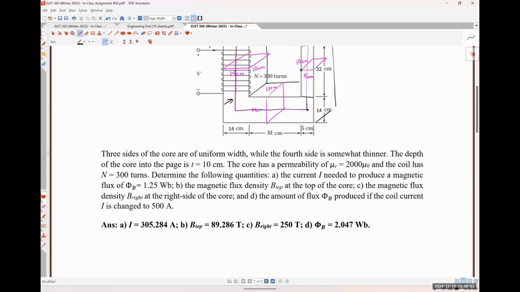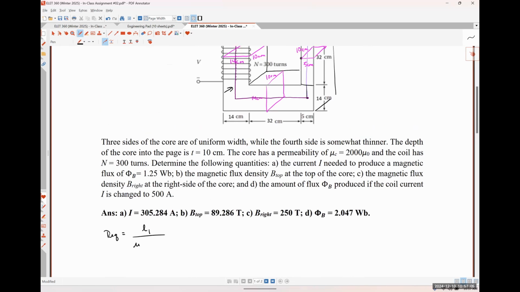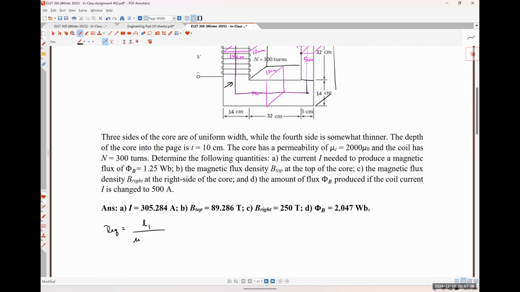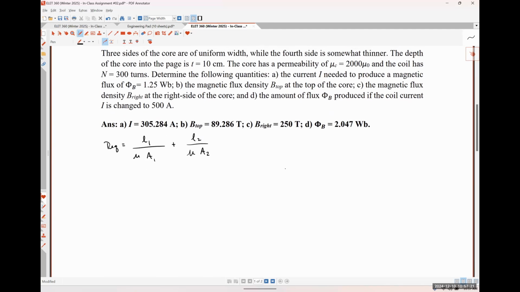So now we can find R_eq fairly straightforward, right? So R_eq is just going to be our length L1 over mu times our area. I'm just going to write that as mu A and we'll plug stuff in, plus L2 over, I'm going to call that A1, and then mu times A2. And now let's just throw some numbers in this, right?